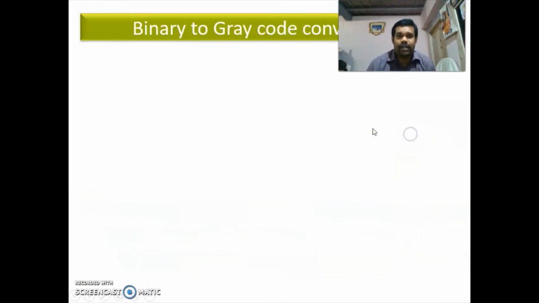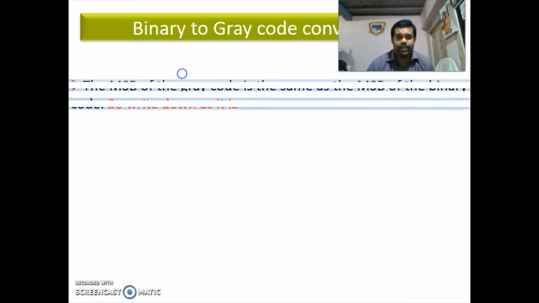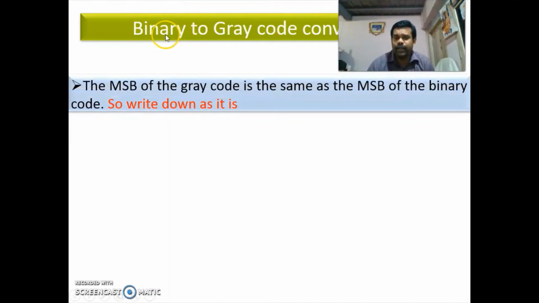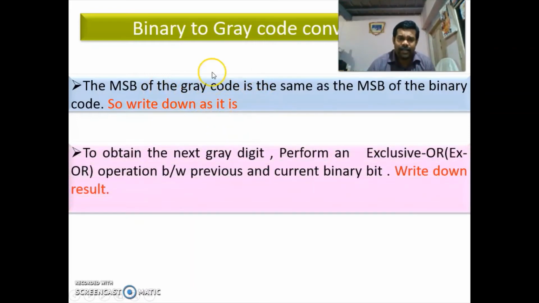So next is binary to gray code conversion. The previous one that I have shown is nothing but gray to binary conversion. What you have to do in binary to gray conversion is write the MSB same as it is in the binary. Then we have to perform XOR between the previous and current bit. So first we have to write the MSB as it is in the binary.